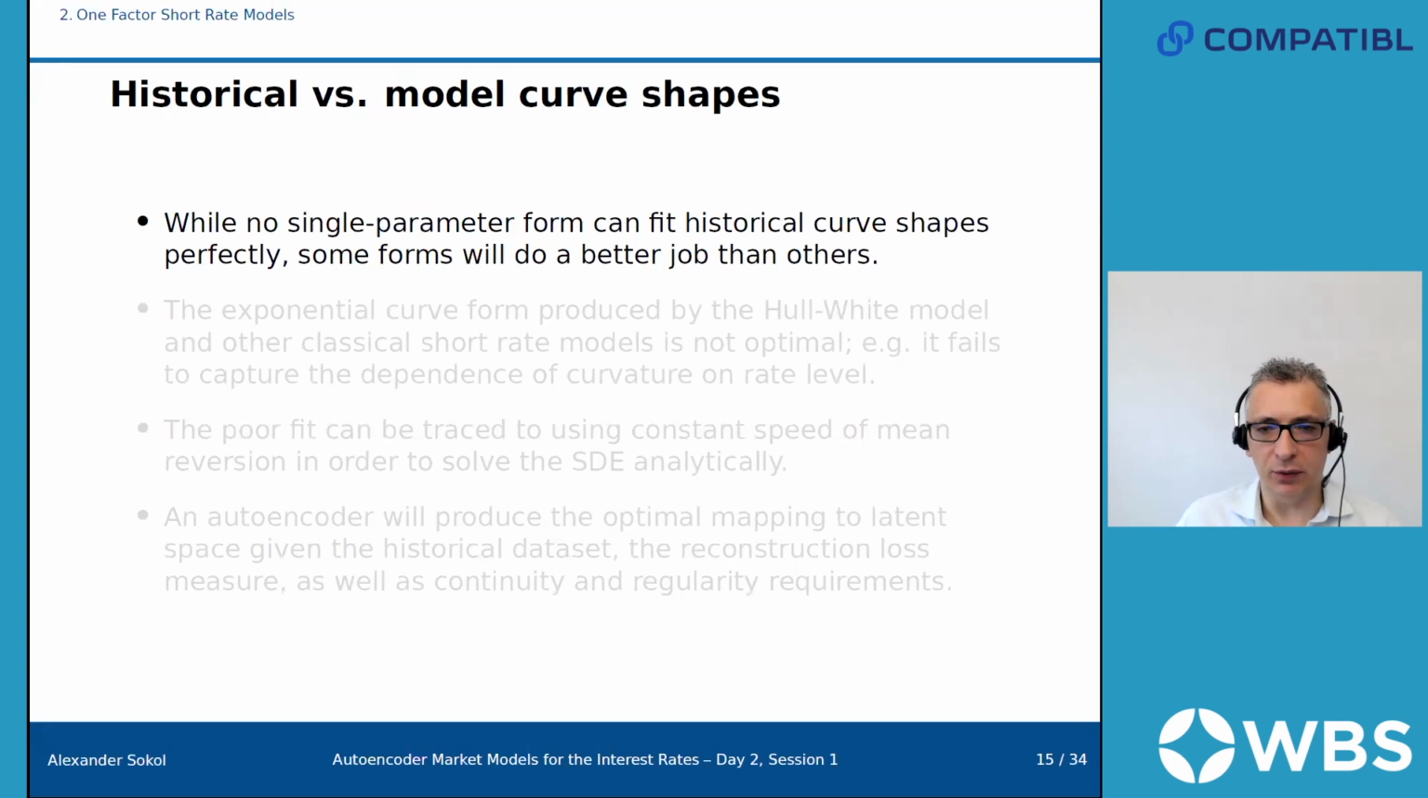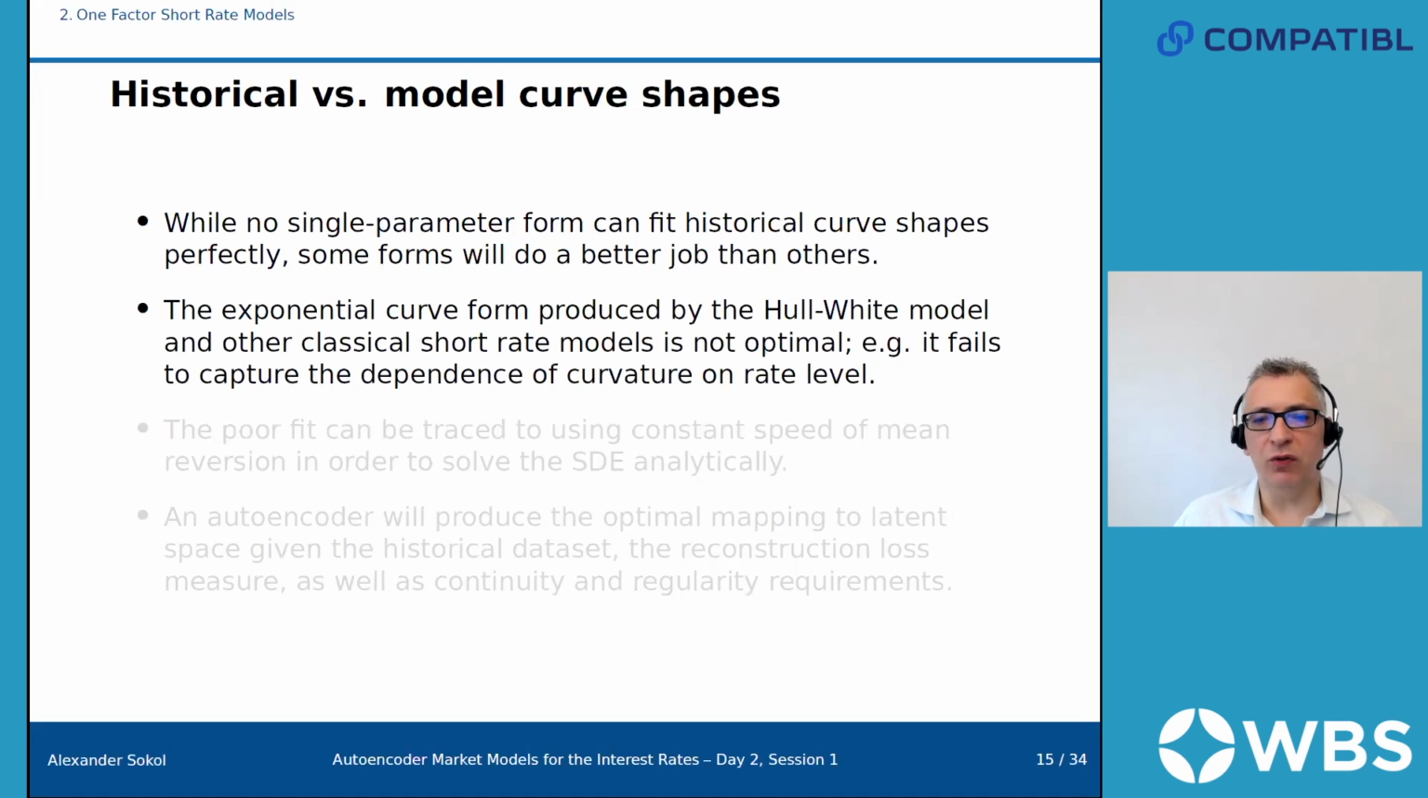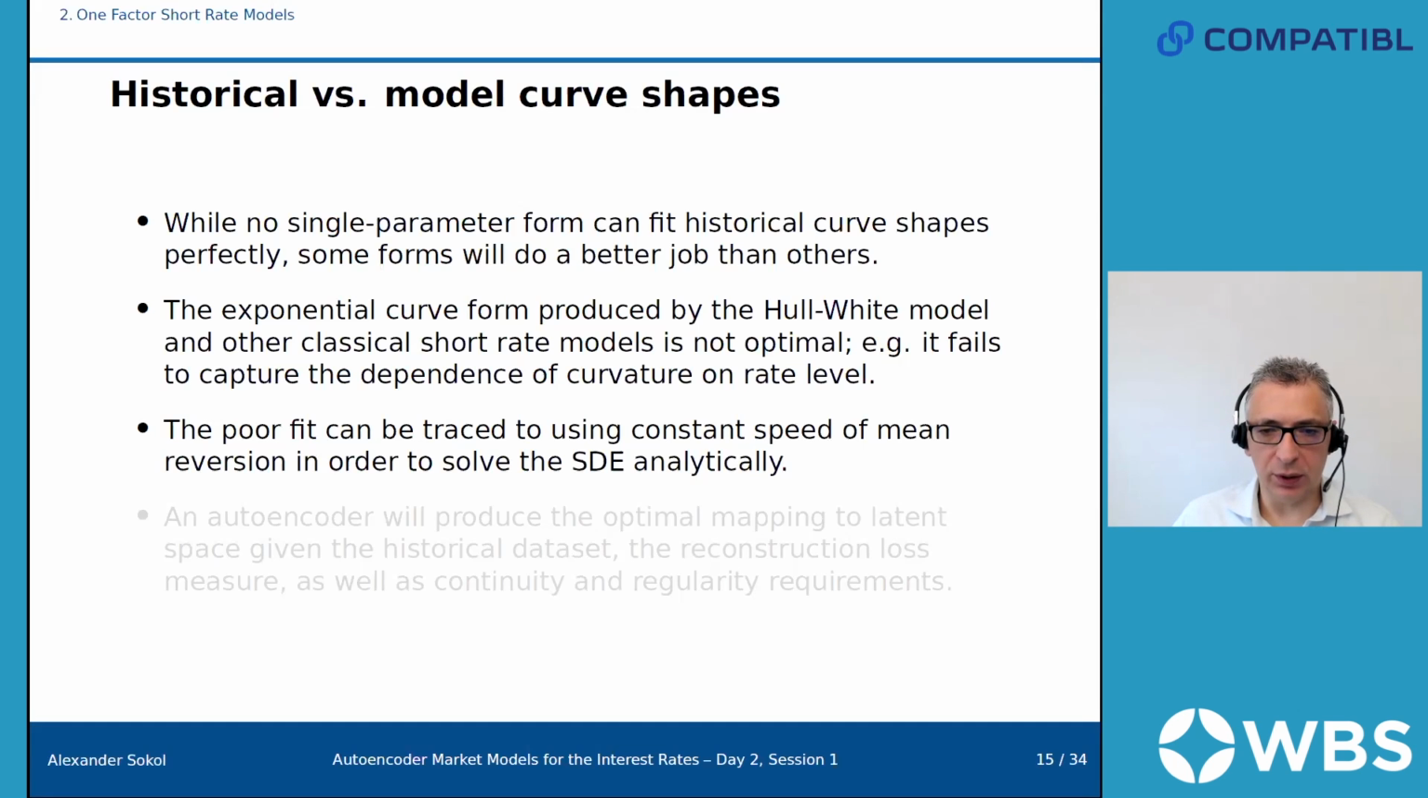So no single parameter form can fit historical curve shapes perfectly, but some forms will do a better job than others. And the exponential curve form produced by the Hull and White model curve family, which is a 2-parameter form, is not optimal. For example, it fails to capture the dependence of curvature on rate level, and the poor fit can be traced to using the constant speed of mean reversion in order to solve this D analytically, right? So in other words, the reason it fails to capture the dependence of curve behavior on rate level is because it's always the same speed of mean reversion, right? And in reality, it's not.